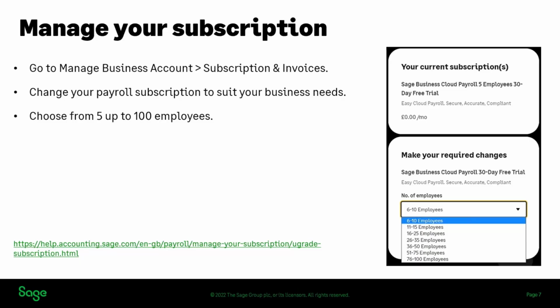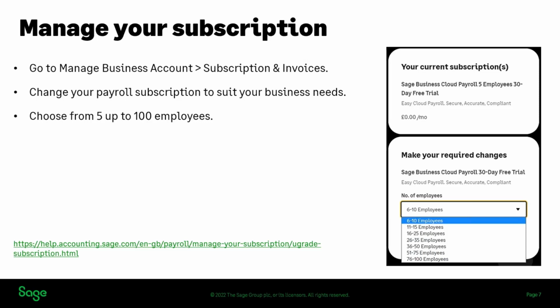Something else just to mention is that you are in complete control of your subscription. You can go at any time to the Manage Business Account section in Sage Payroll to check out your subscription and invoices. And if you need to make changes to your subscription, for example, if you've taken on more staff and you need to add more employees to your license, you can easily switch up or down through the range from 5 up to 100 employees in your payroll. So it's a product that grows with you, and if you need to, you can downsize as well. There's more information about managing subscriptions available in our help center. You'll find a link to that on the current slide.